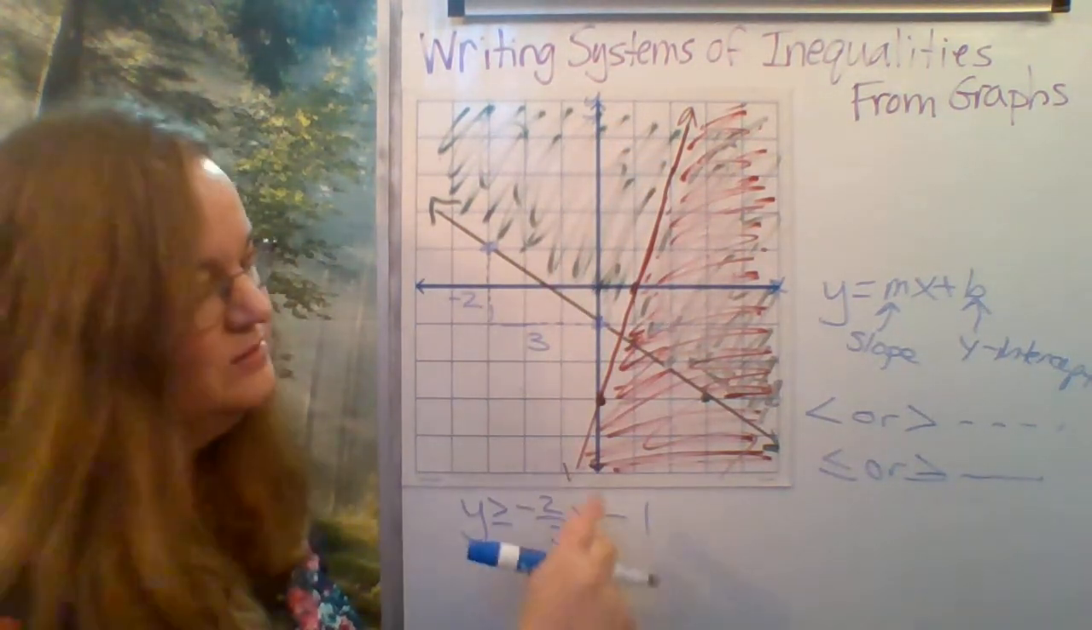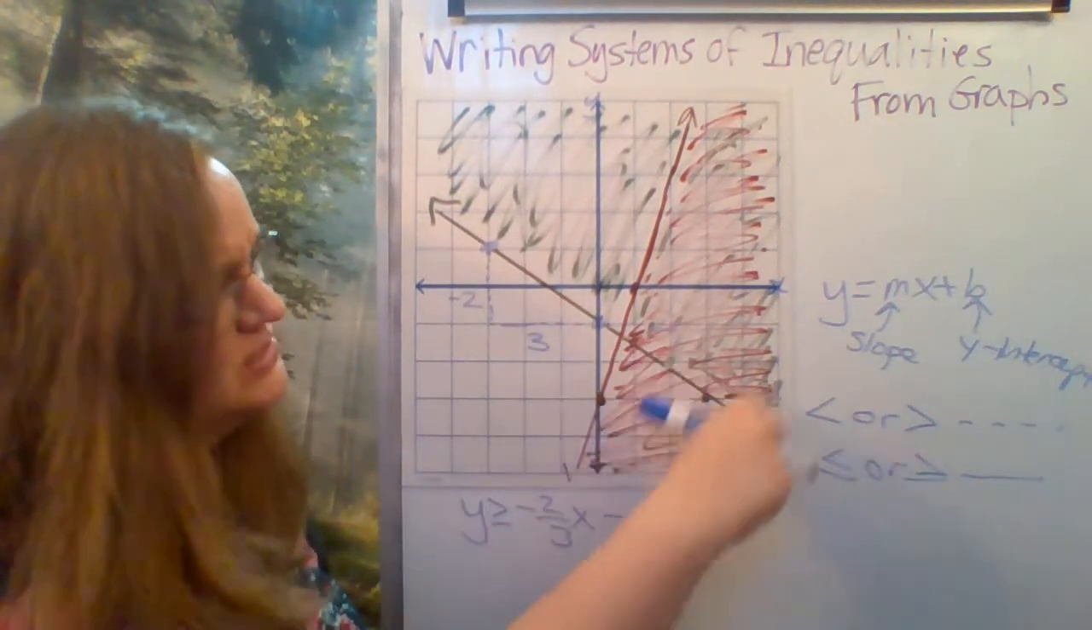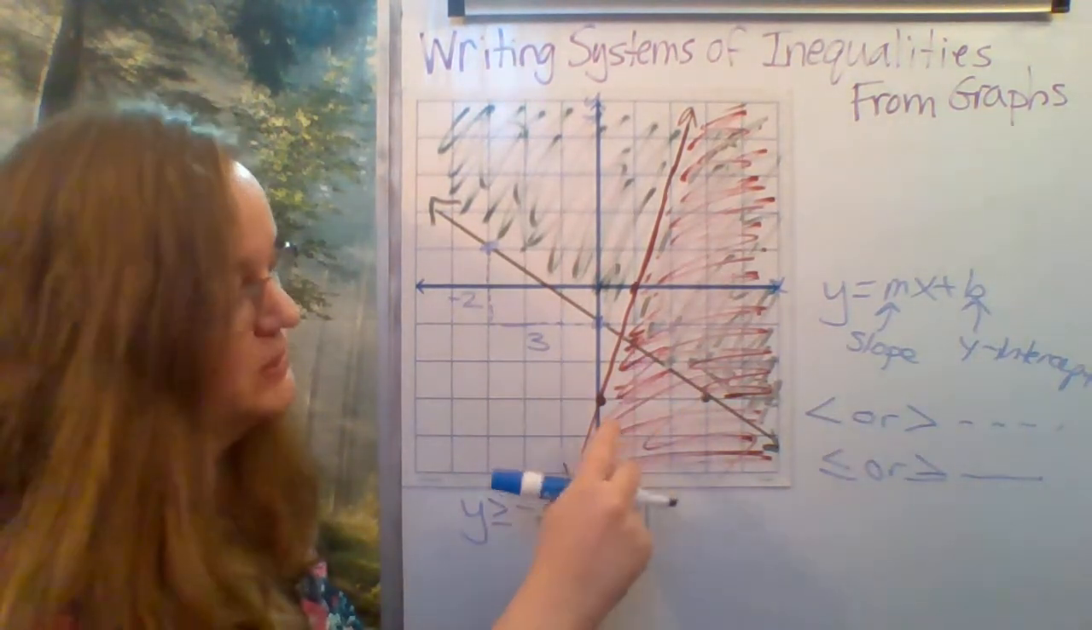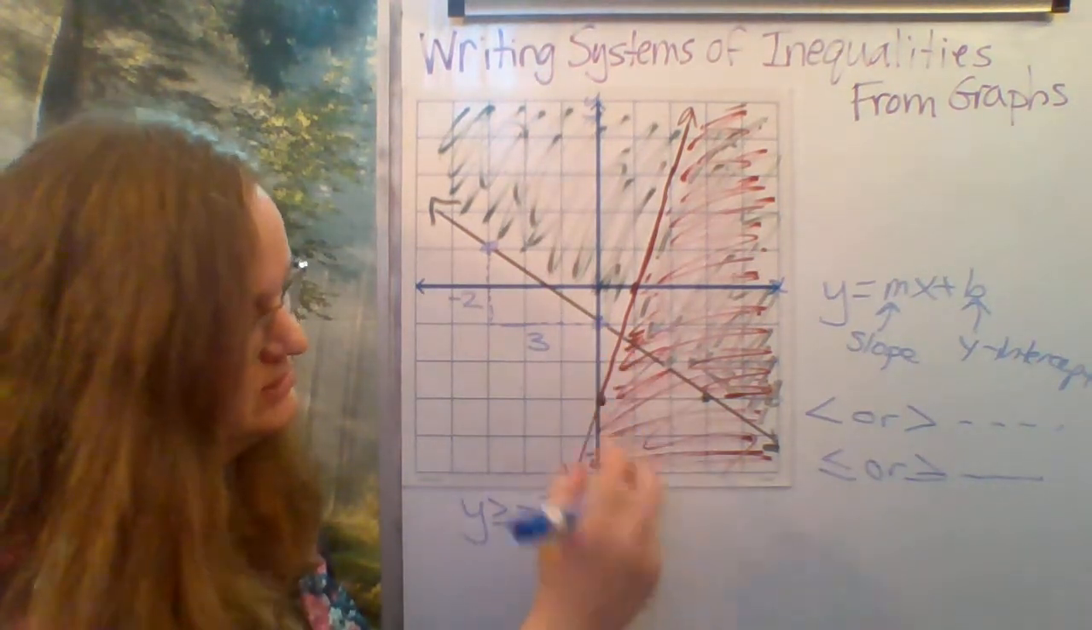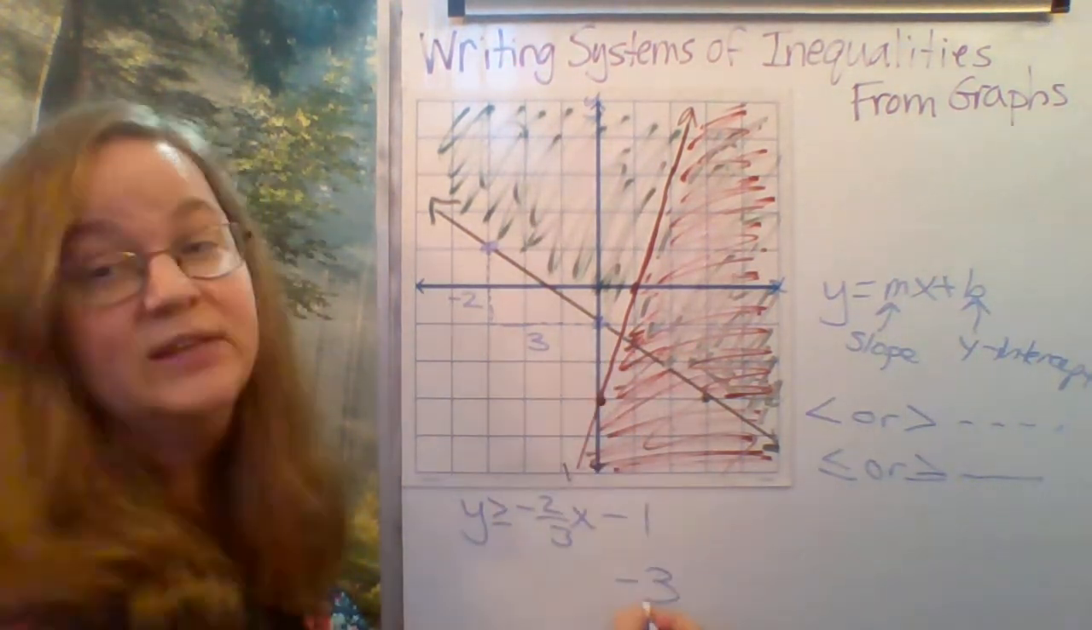All right, let's look at the other line. So now I'm going to do the same process, but I'm going to do it with this one. So I start with the y-intercept. It's at -1, 2, 3. So we're starting with a -3 at the end.